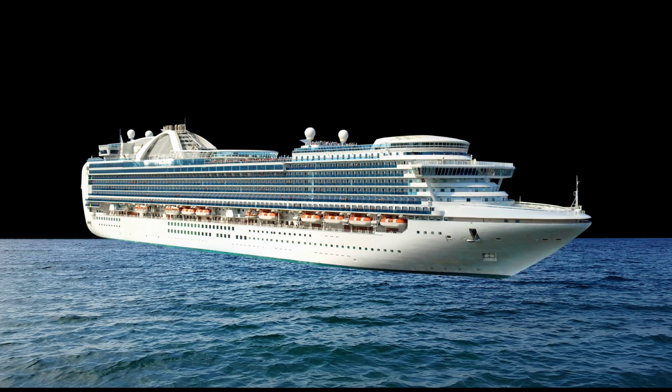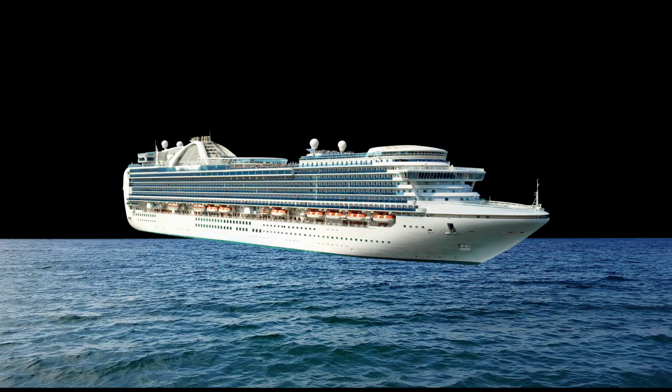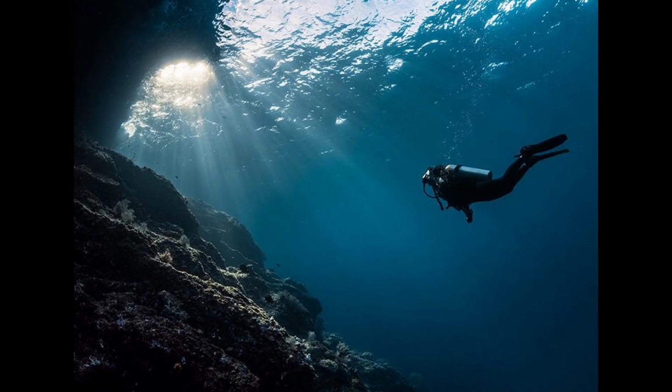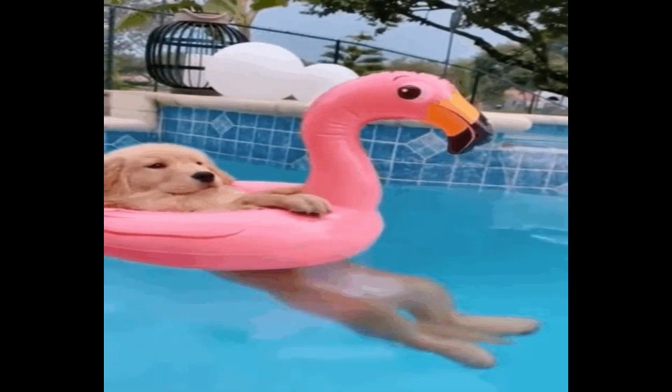Have you ever wondered why some things float and others sink? Like, why does a massive cruise ship stay on the surface of the ocean while a small pebble sinks to the bottom? The answer lies in a concept called buoyancy. Today, we're going to dive into the science behind floating, and by the end, you'll be able to explain why you don't sink like a rock when you're in the swimming pool.